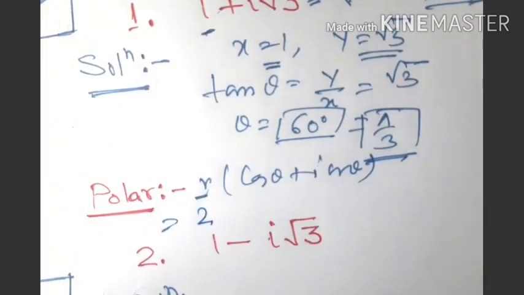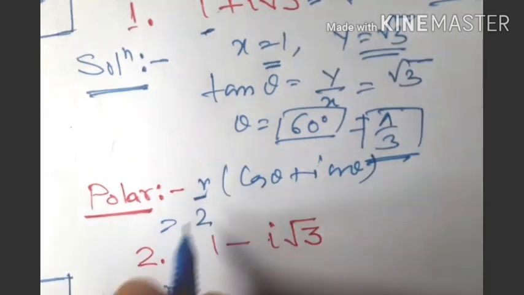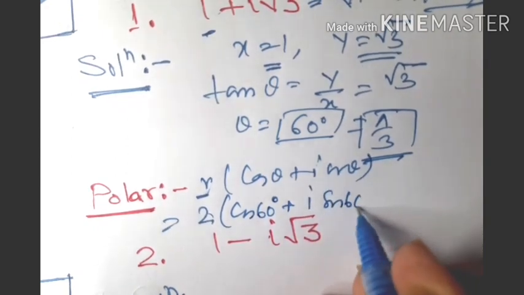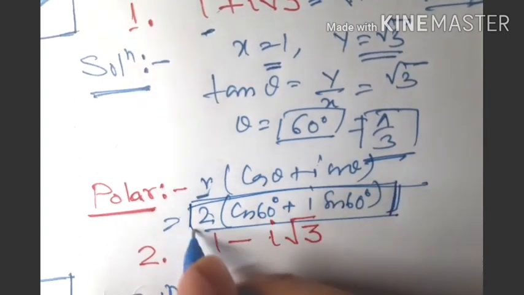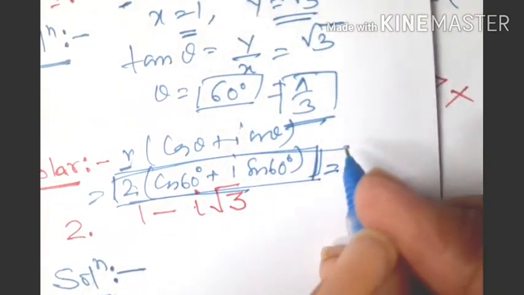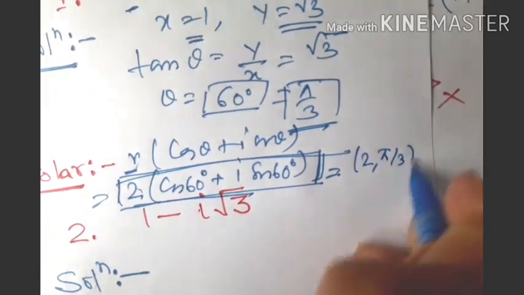2 will be the modulus of this complex number. So in place of r you have to put 2. Theta means here 60 degree, the argument. So that is cos 60 degree plus i sin 60 degree. This is the polar representation of this complex number. In short term we have written over there (r, theta). So in short term you can denote (2, pi by 3).